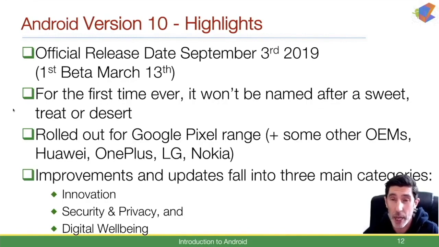Just another point, it rolled out for the Google Pixel range, and some other OEMs, Huawei, OnePlus, LG, Nokia. Generally that's what happens, that when they come out with the latest version, it can't, and we'll talk about this later on, be pushed out onto all devices immediately, unlike iOS, and it's another thing we need to talk about later on. With version 10, what Google generally do is push it out onto some flagship devices like the Google Pixel range, and then other manufacturers as well, like, as I said, Huawei, OnePlus, and so on. Some of the improvements and updates fall into three main categories: innovation, security and privacy, and digital well-being, okay?